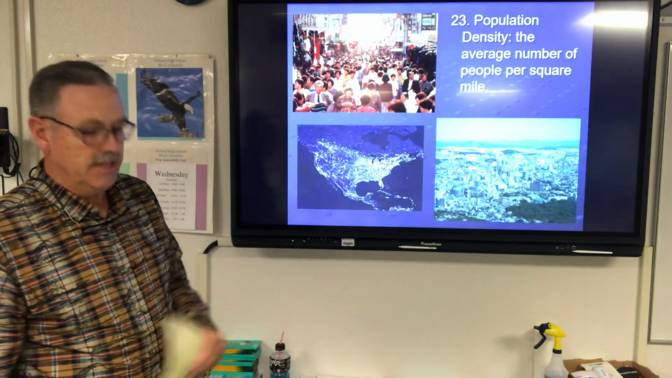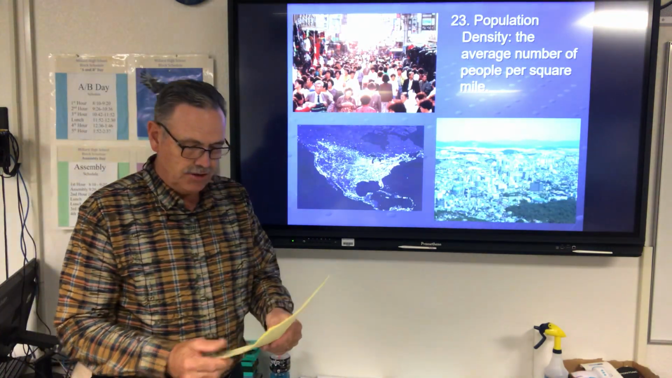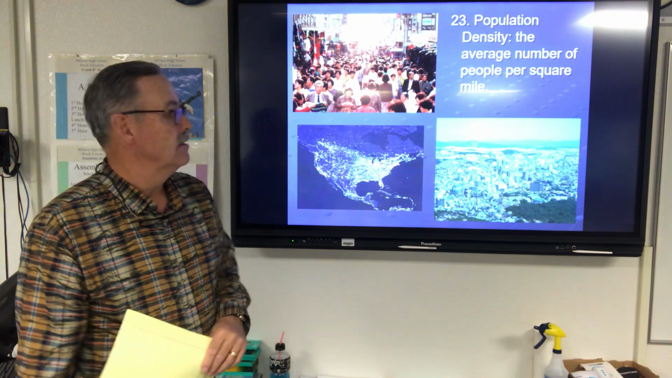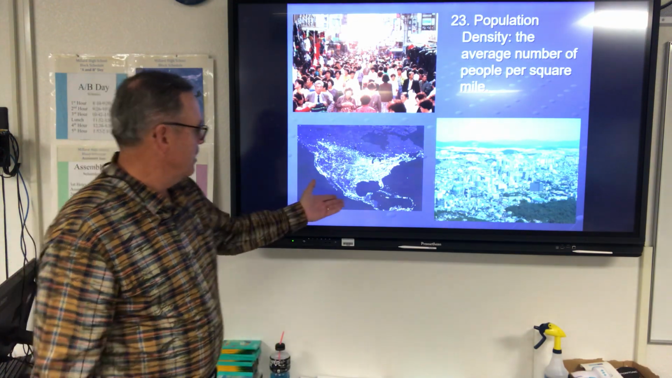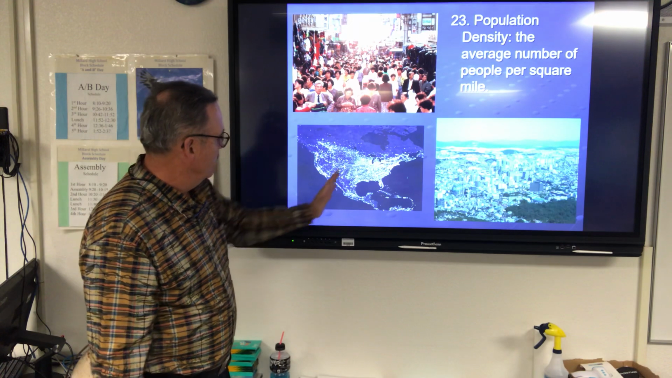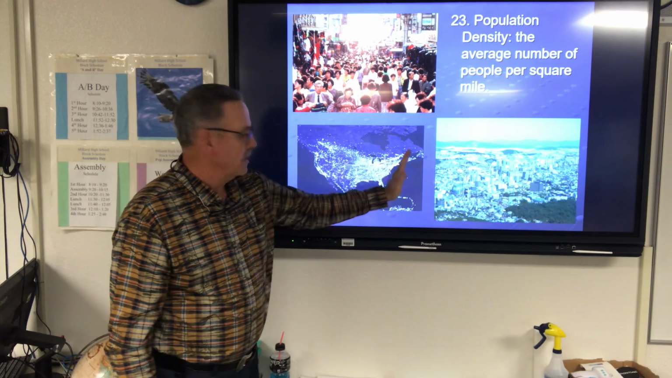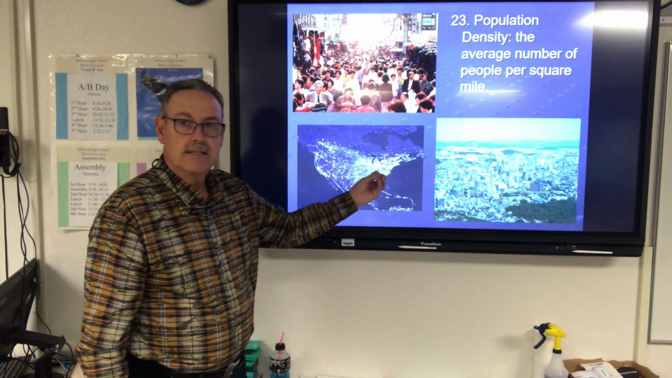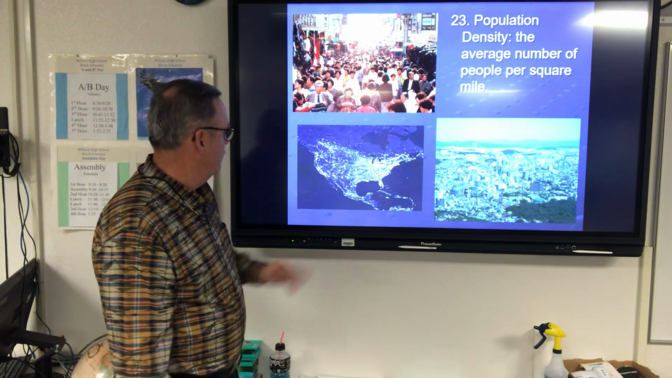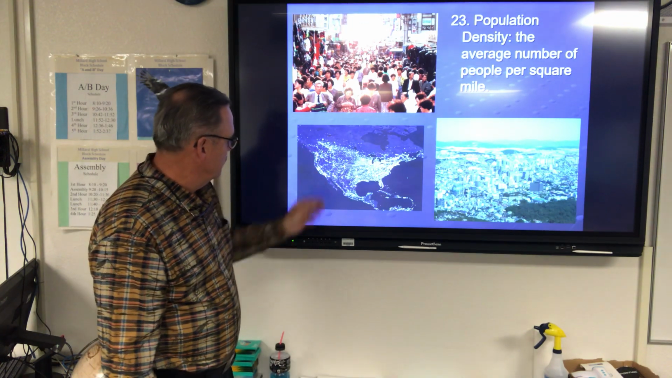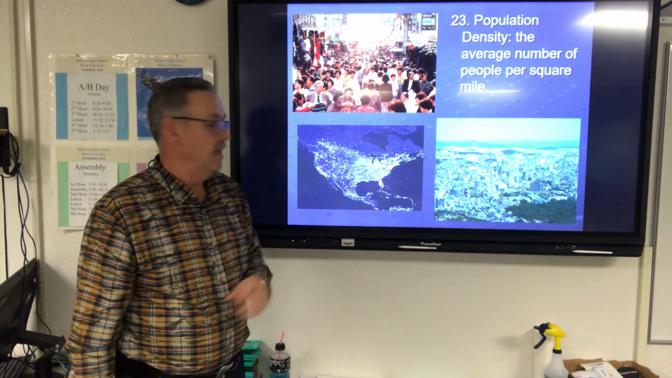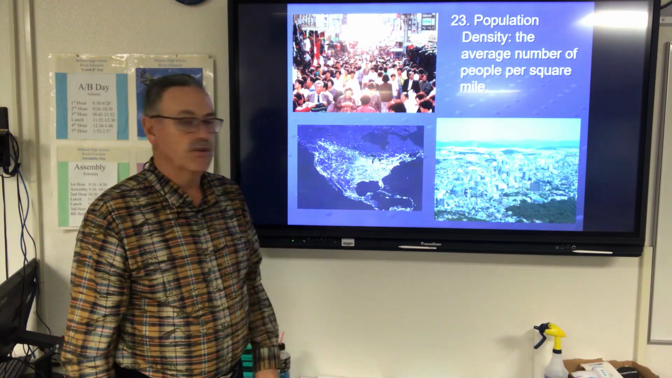Okay, population density is talking about the average number of people per square mile. So, kind of an interesting picture here with the United States. You've got half of the country to the east. You can see how many more lights or areas are lit up versus the west, where again there's quite a few areas, but not as many as in the eastern part.